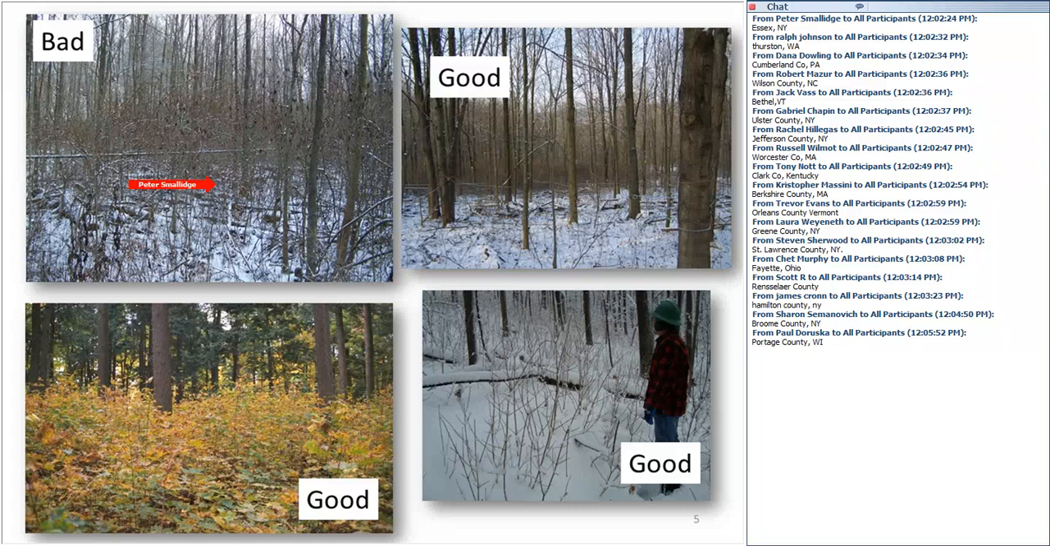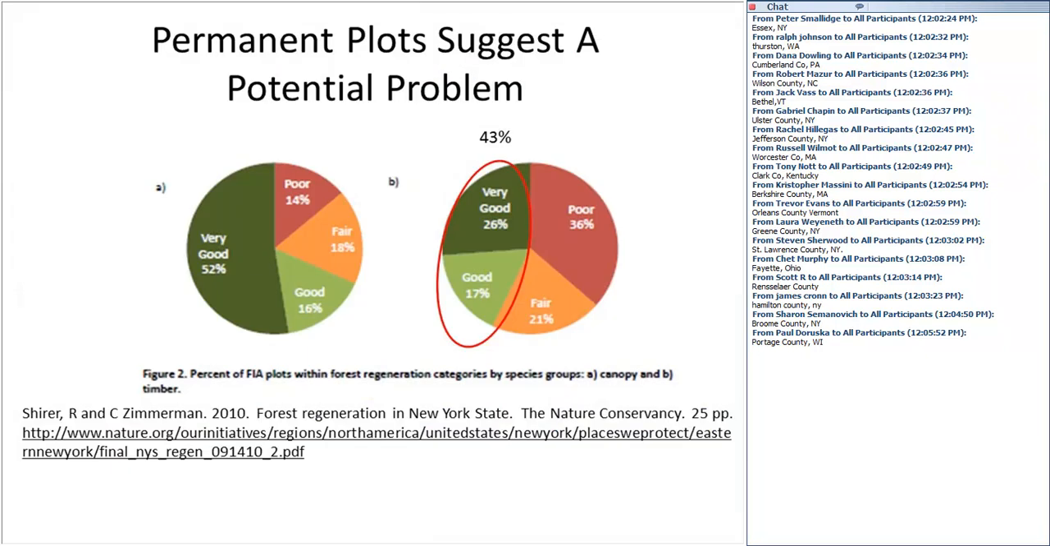So a few years ago, there were two projects. One of them was launched by the Nature Conservancy in New York, and you can see the citation here, and that publication is also available on the nyfoa.org website if somebody wants to see it. And what they found was when they were looking at FIA plot data, so these were plots from the U.S. Forest Service, and they were looking at the regeneration layer, and they created an index.